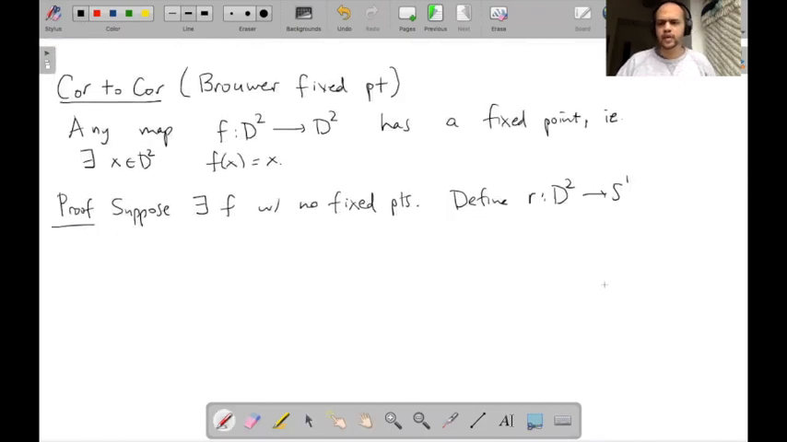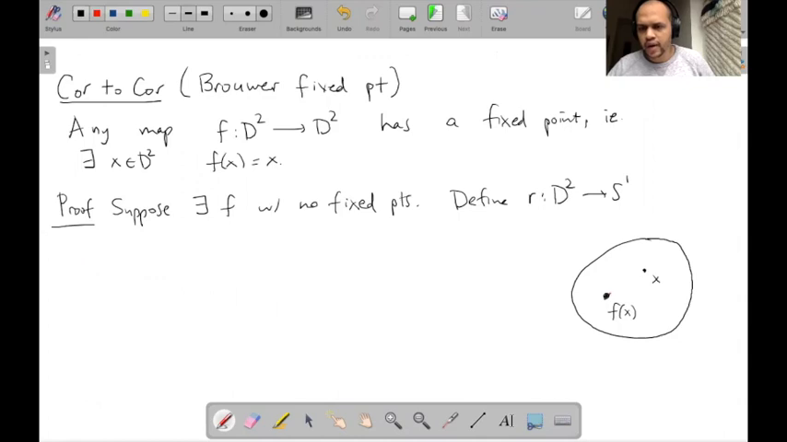So how do we define this map? Let me draw a picture. Given a point x, by assumption, we have some point f of x, which is different from x. Consequently, we can draw a ray from f of x to x, and that's going to meet the circle in a unique point, which we'll call r of x. This is going to give us a map from the disk to the circle.